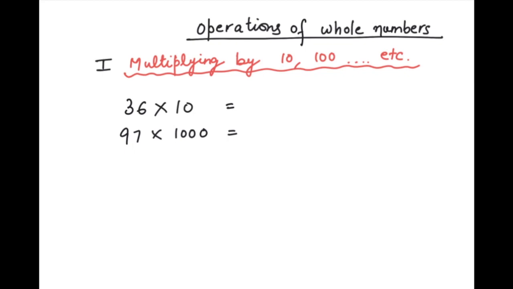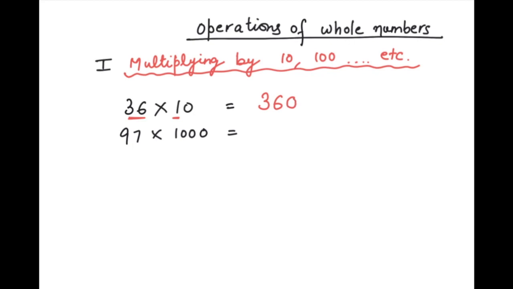First, look at the numbers involved in that, 36 and 1. Ignore the zeros. So the answer would be 36 because 36 times 1 is 36. And then count the zeros, it's 1. So your answer is 360.